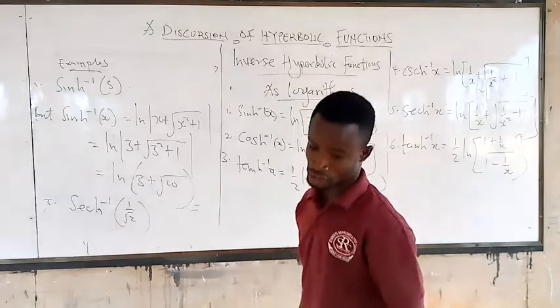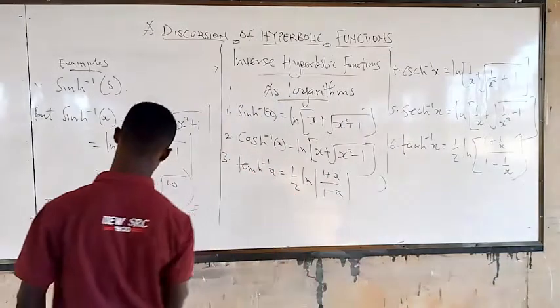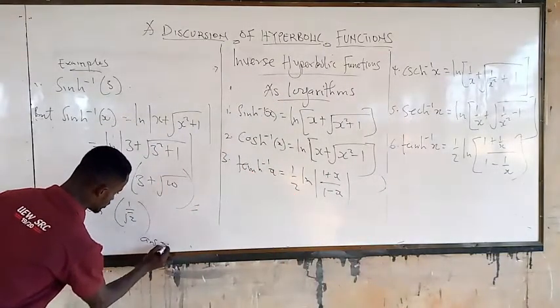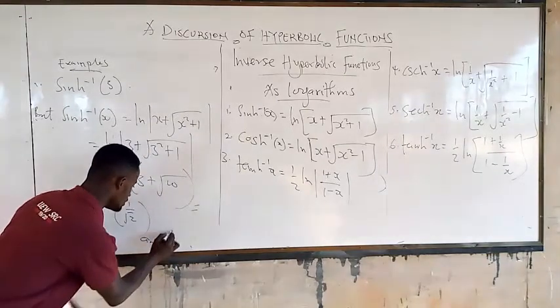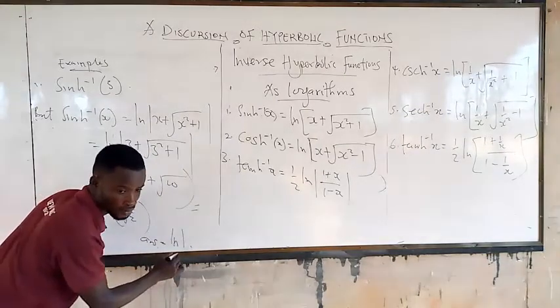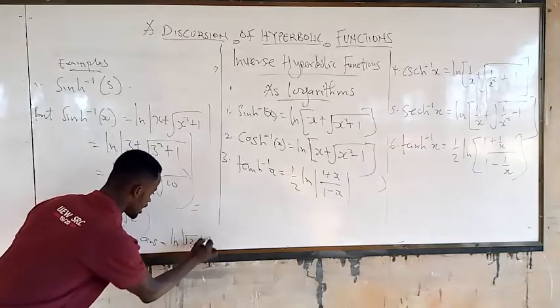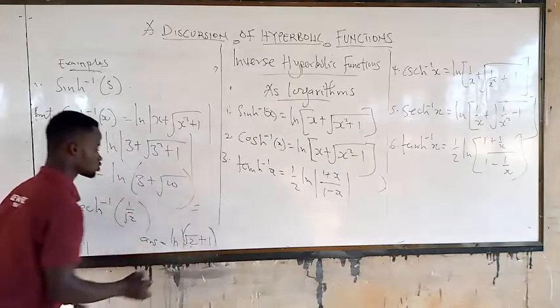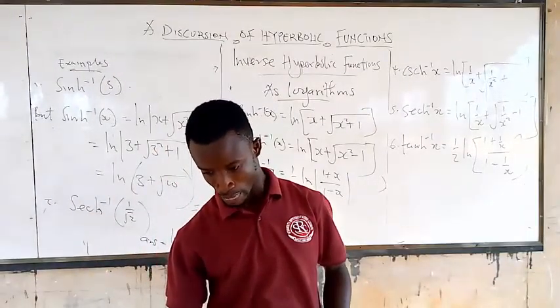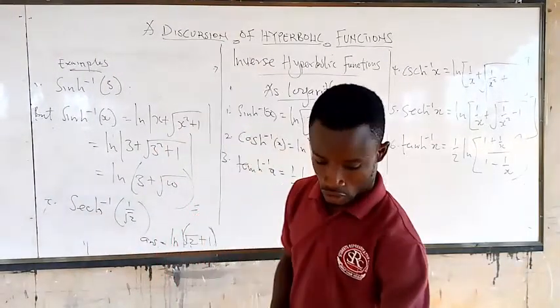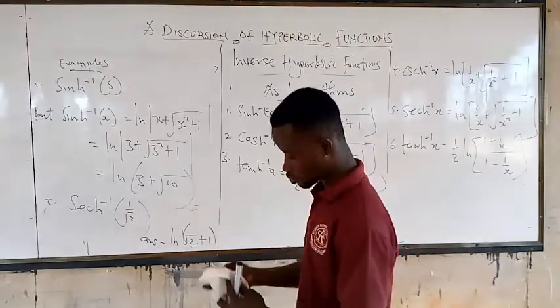Yeah, so when you do that, your answer is going to be equal to ln of square root of 2 plus 1. So that's going to be your result for that question. Keep on trying, okay? You have all the identities, so you don't have any problem.